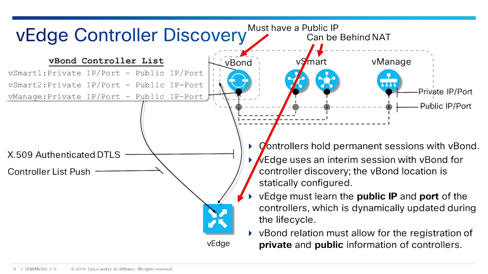All right. And this is a reminder that the vBond has to have a public IP. It has to be reachable via all devices. The vSmarts and the vEdges can be behind NAT. They'll register with the vBond, and then the vBond will make sure that we have connections back to them.